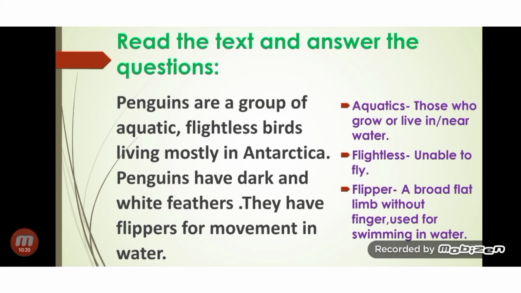Penguins have dark and white feathers. So they have what? Dark and white feathers. They have flippers for movement in water. So what? Flipper means what? Flipper means a broad flat limb without finger used for swimming in water. So by using the flippers, penguins move in the water.